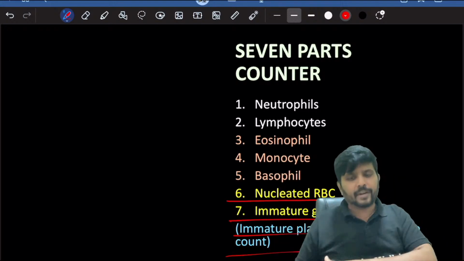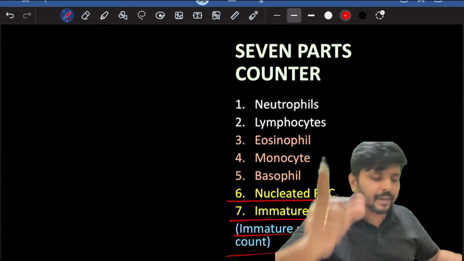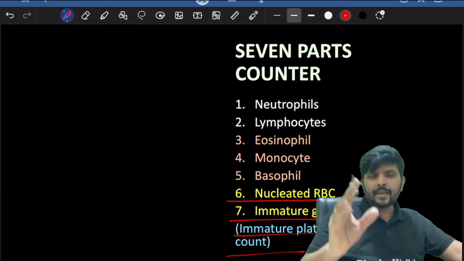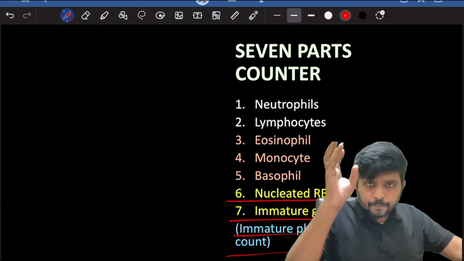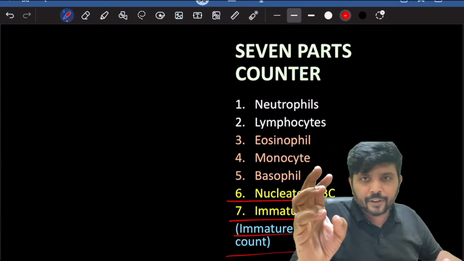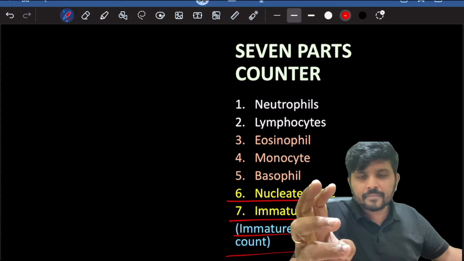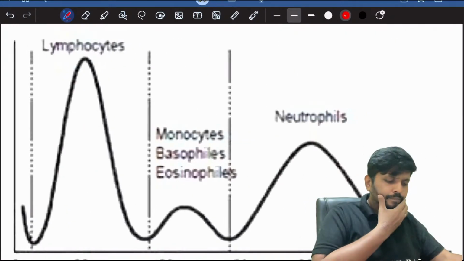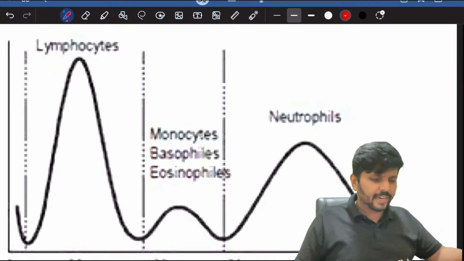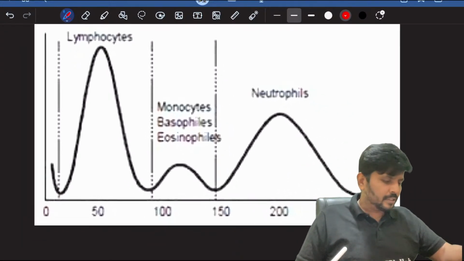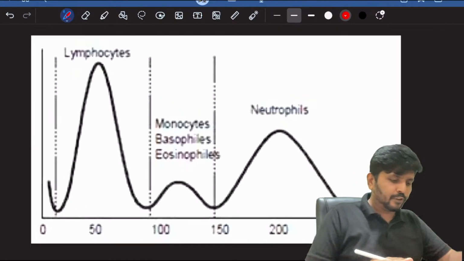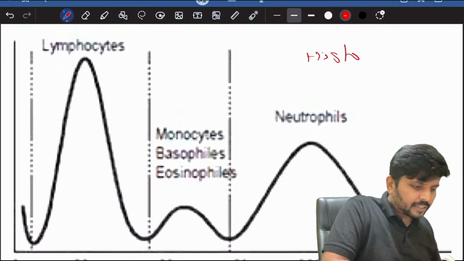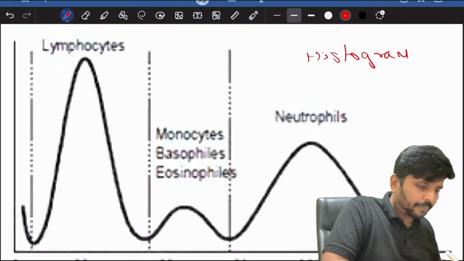3-part, 5-part, 7-part. The basic thing that each and every lab should have is a 3-part counter. What are all the things a 3-part counter will give you? Lymphocytes, neutrophils, mixed. That's all. Right. So look at this, very, very simple. This is the lymphocyte graph. What is this? This is called a histogram.